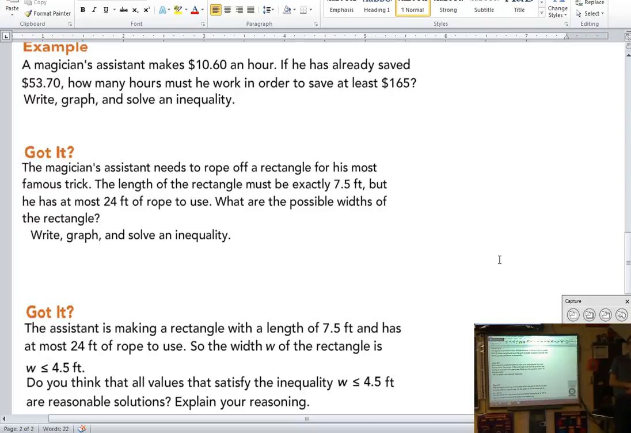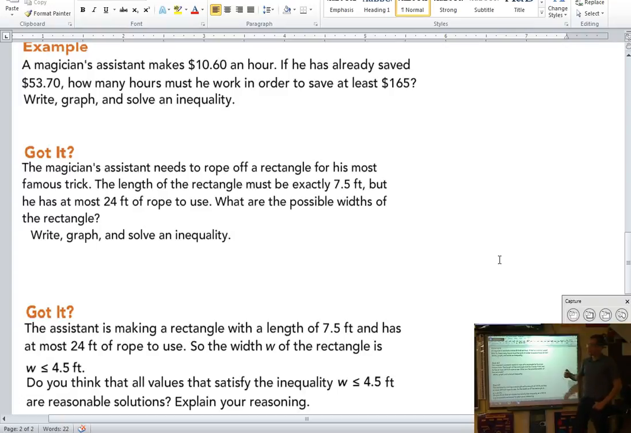So a magician's assistant, we've got about 4 minutes left, we've got time to solve this, makes $10.60 each hour. He has already saved $53.70. How many hours must he work in order to have at least $165? Maybe for his magic act, he needs a hoverboard, and he has found a hoverboard for $165. So he needs to save up until he has at least that amount of money.